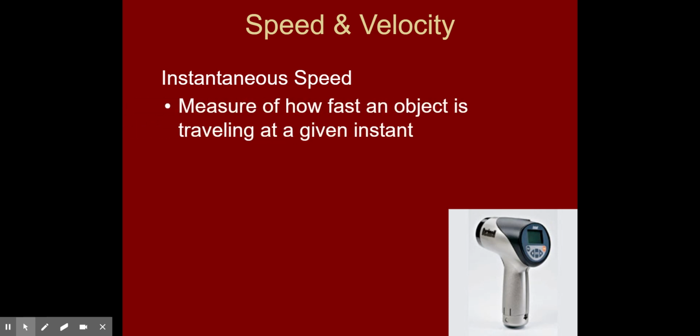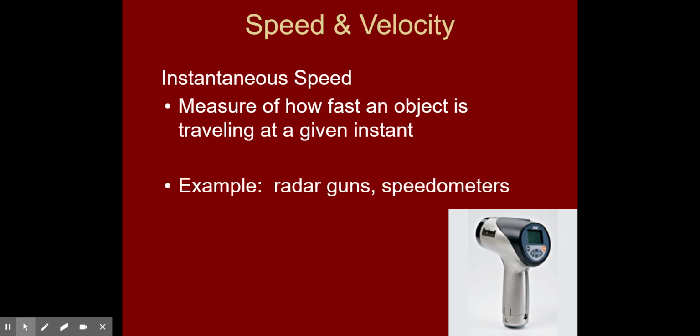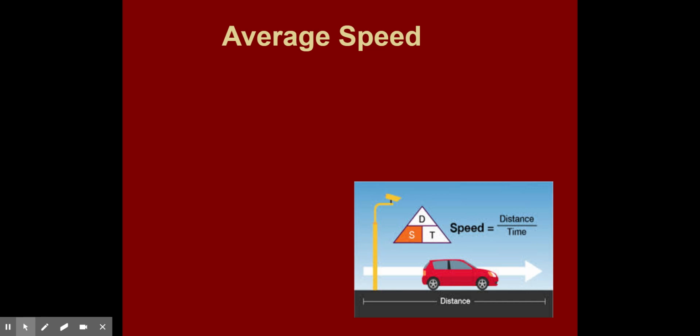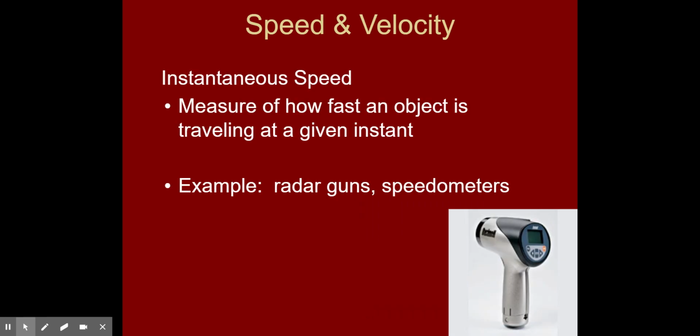Within speed, we have instantaneous speed, which is a measure of how fast something is going at any instant or any given moment or any snapshot in time. When you have a radar gun that either measures a pitch, maybe in a baseball game, or perhaps measures your speed if the policeman is trying to catch you speeding, or sometimes you'll see the signs that have the radar sensor in it as you're driving down the street, and it will tell you how fast you're going. That is a measure of instantaneous speed. It is how fast you're traveling at that given instant. Again, radar guns, speedometers.